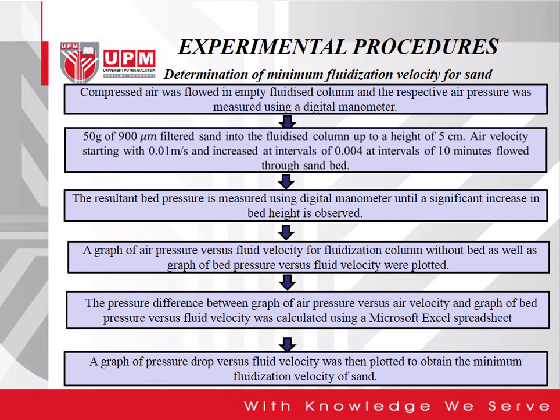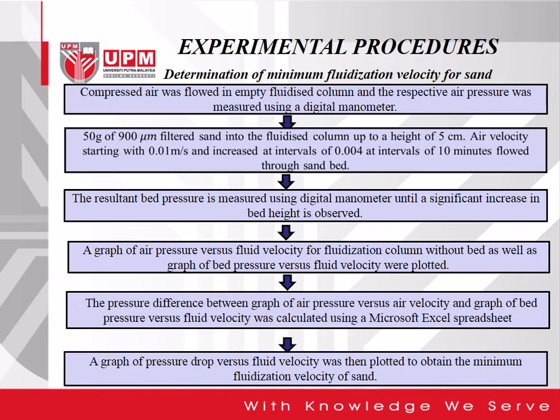For the first experimental procedure, we would like to determine the fluidization velocity of sand. First, we flow the compressed air through an empty fluidized column, and the respective air pressure is measured using a digital manometer. Then we add 50 grams of 900 micrometer filter sand into the fluidized column to a height of 5 cm. Then we enable the flow from the compressor, with air velocity starting at 0.0 meter per second and increasing at intervals of 0.04 every 10 minutes through the sand bed. The resultant bed pressure is measured using the digital manometer until a significant increase in the bed height is observed.